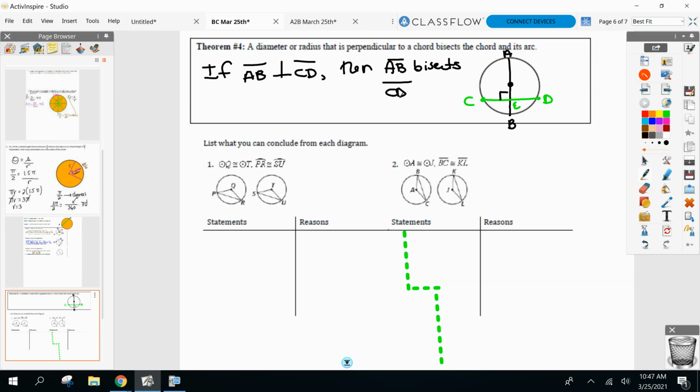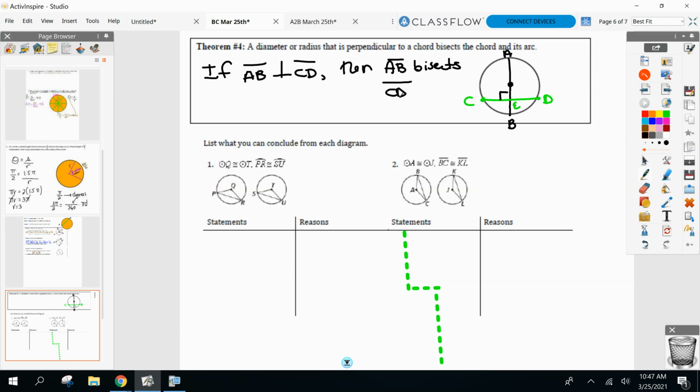But only the chord. Only the chord's getting bisected. Only the chord, not the diameter, only the chord. So anybody want to tell me what two pieces have to be equal up here then? CE congruent to ED. Correct. All right. That only happens though. The chords only get bisected if you have a diameter that's perpendicular to it.